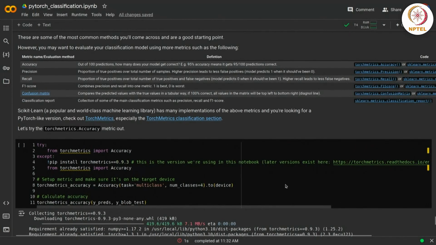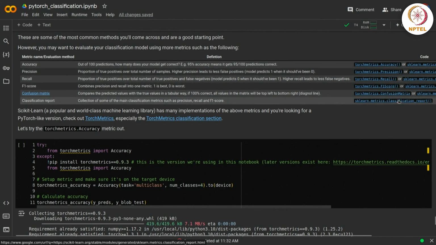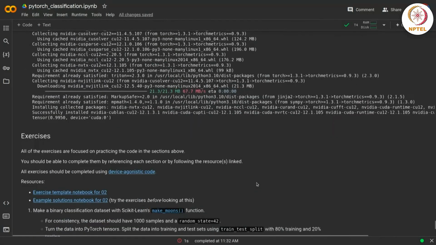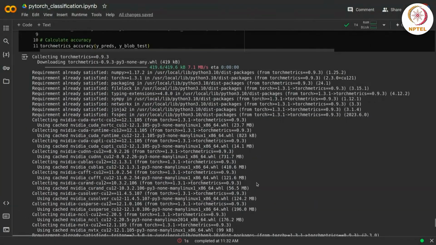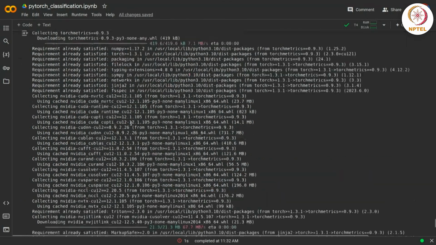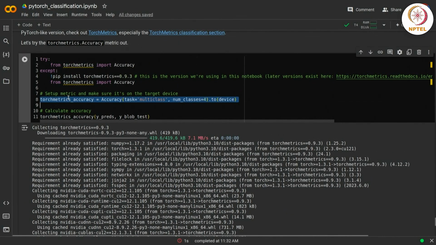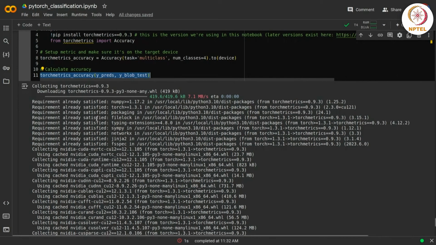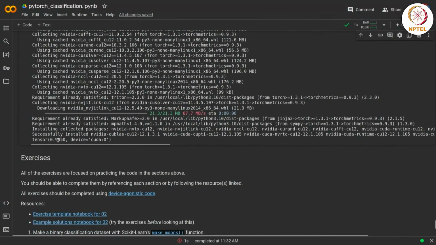What follows from here on is some code on how you can compute performance metrics like accuracy, precision, recall, F1, confusion matrix, or classification report. And yeah, that's pretty much it. The code here is essentially doing that. It's taking the actual labels and the model predictions and computing the accuracy, and you can see that it's quite high.